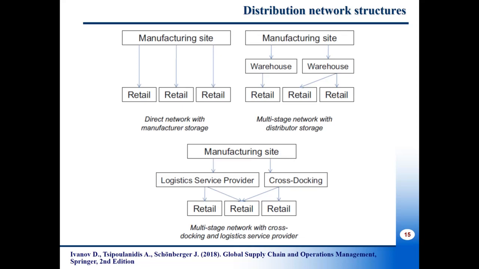In the retailing business, most distribution networks are organized as multi-stage systems with intermediate warehouses, distribution centers, cross-docking centers, and hub terminals. Such complex systems are typically managed by logistic service providers.